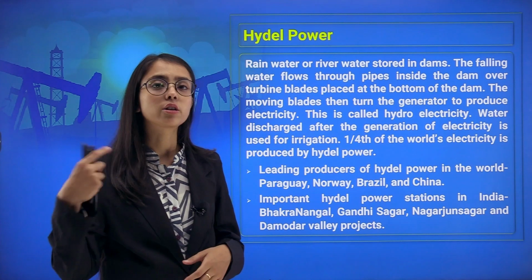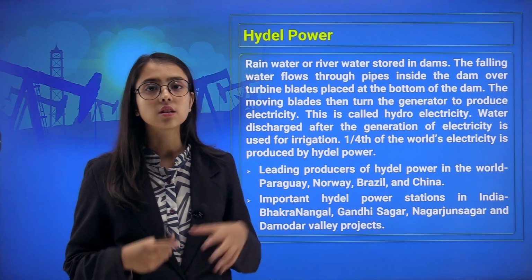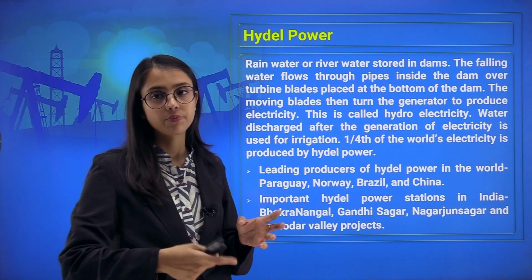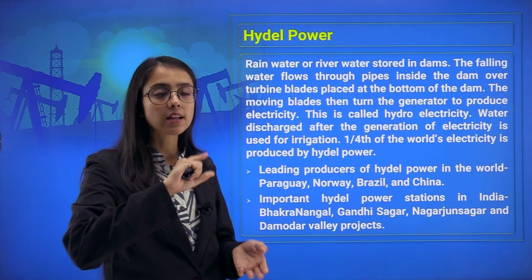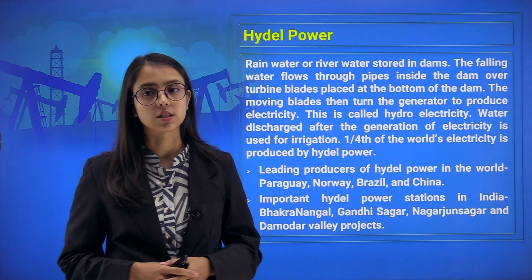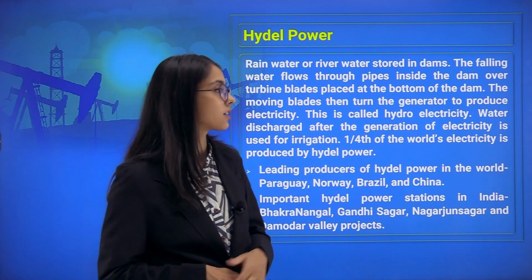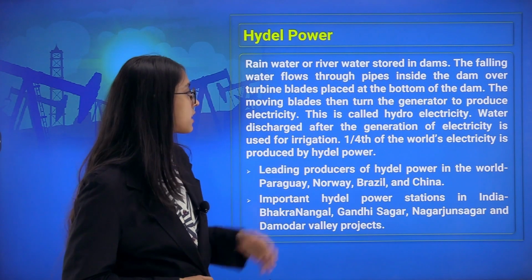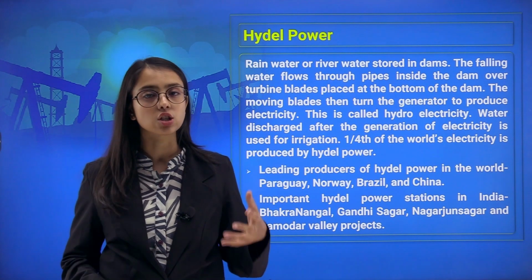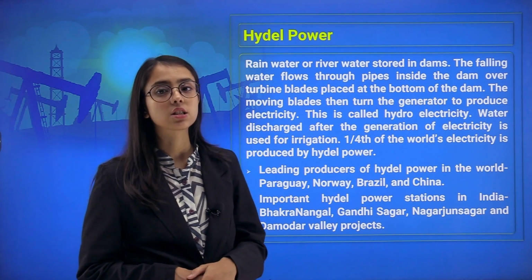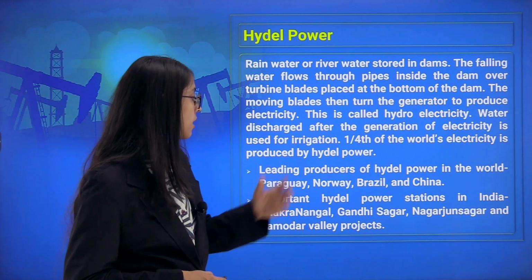As the water flows at a very good speed, the turbine located in the power plant starts to rotate at the bottom, and as the blades move, the generator starts to produce electricity. This is known as hydroelectricity. Water discharged after the generation of electricity is thus used for irrigation and consumption purposes. One quarter of the world's electricity is produced by hydel power.